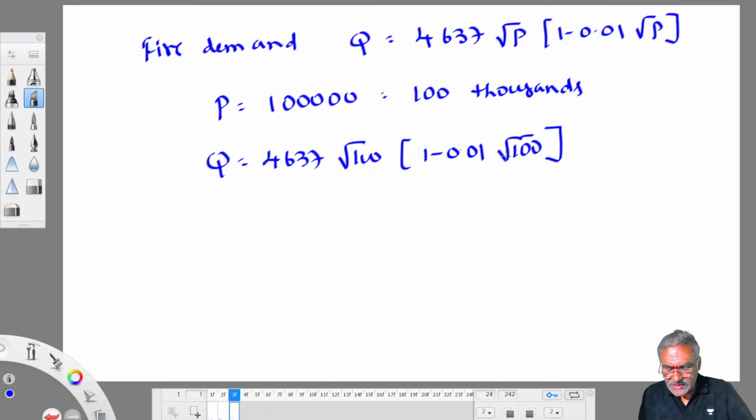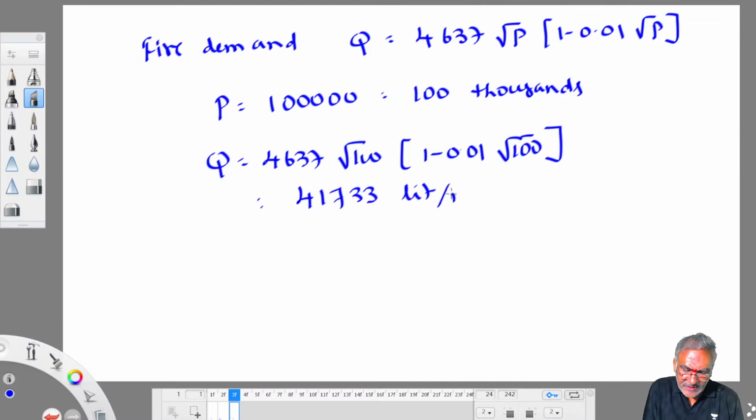Root 100 means 10 it is. So 1 minus 0.01 into 10. It is 0.9. Work out all of you, 0.01 into 10. So it is 0.9 again into 10 into 4637. So I got 41,733 liters per minute. Okay, this is the fire demand by National Board of Fire Underwriters formula.